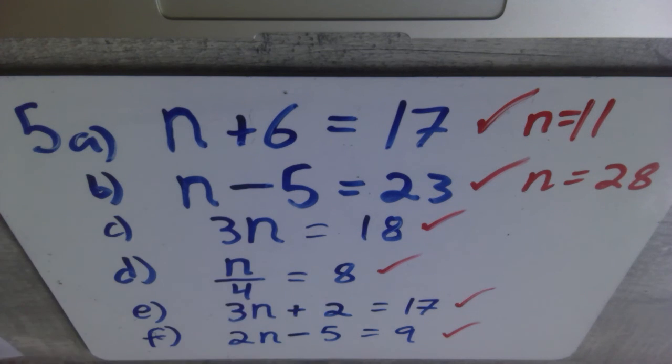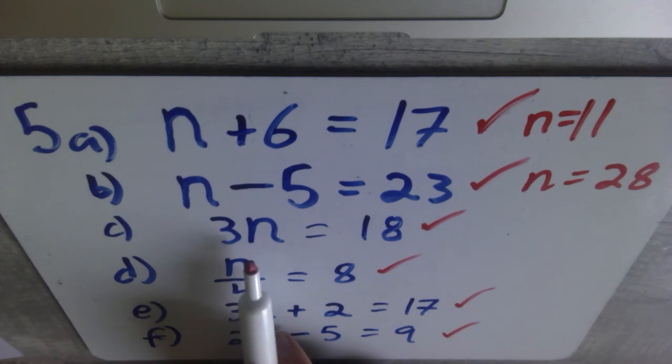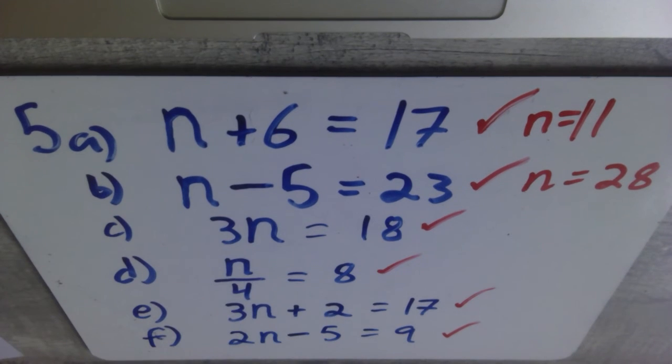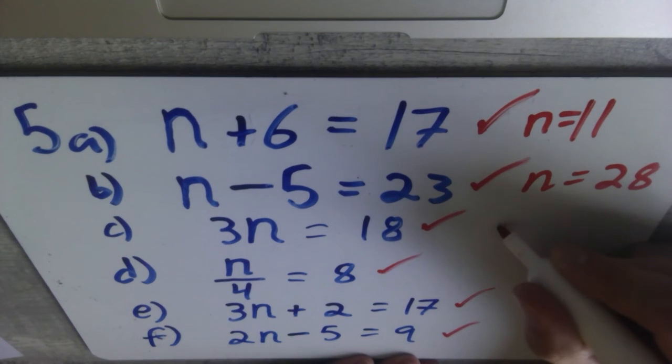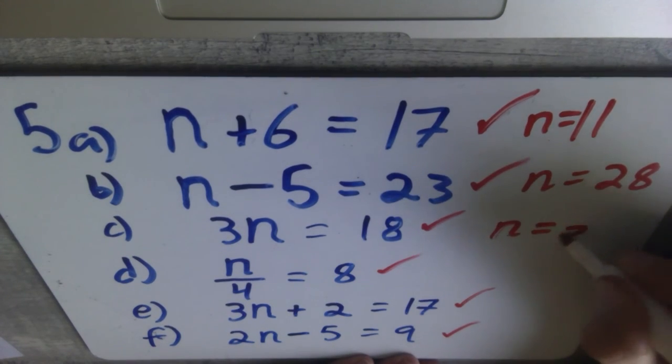So C, I'm looking at 3. I know this means multiplied by a number. So 3 times a number gives me 18. Using our multiplication tables maybe, 3 times what gives me 18? Well, 6 times 3 is 18. So n equals 6.